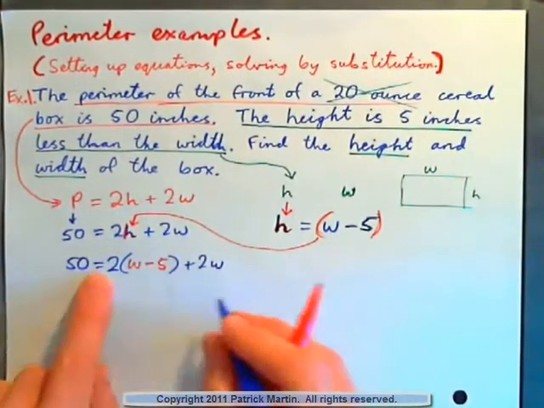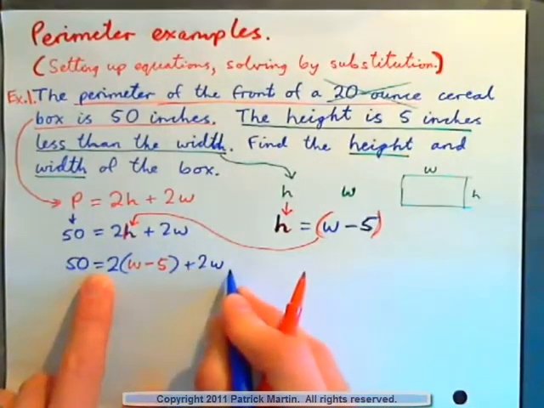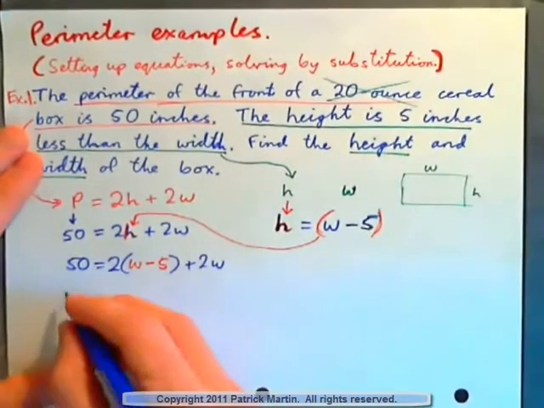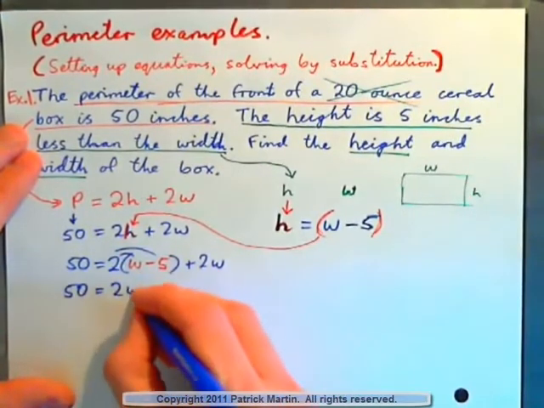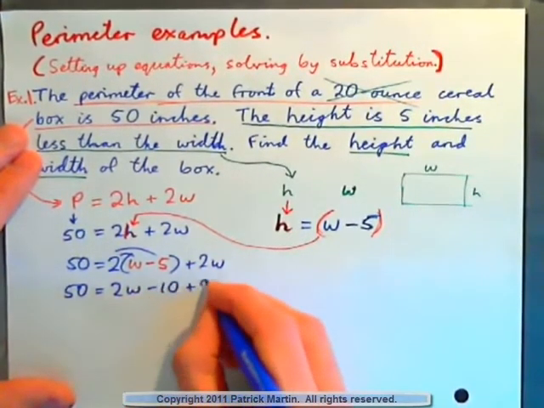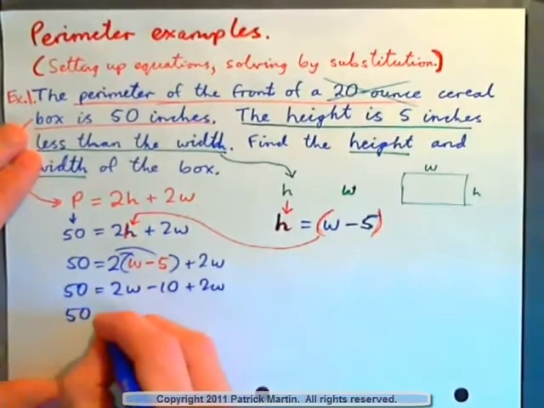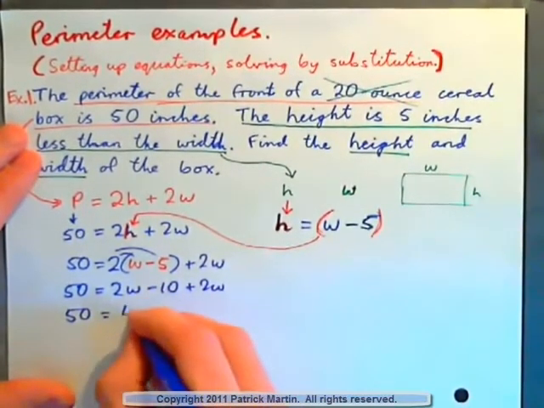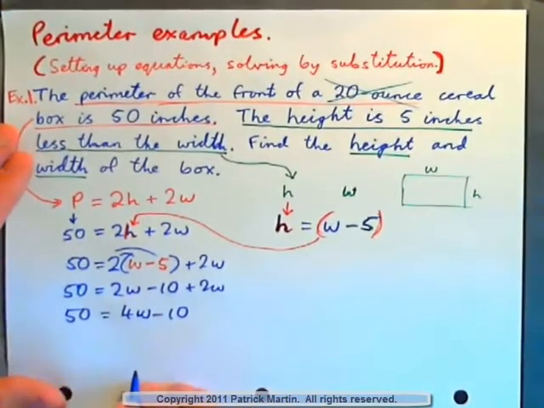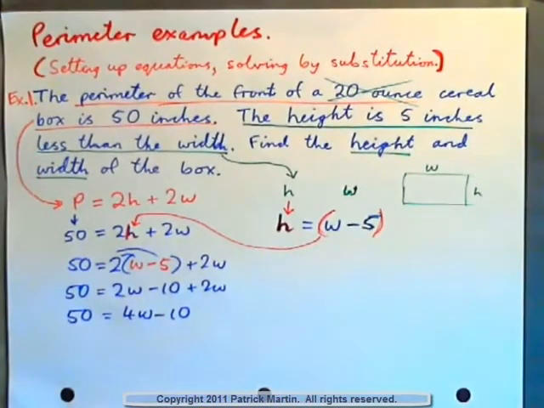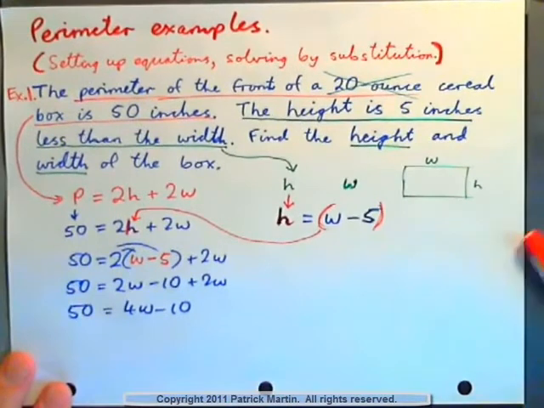So here's an equation, and in this equation we just have w in it. So we can solve that. Distributive property, 2w minus 10. Add like terms. 2w and 2w makes 4w. And then solve the equation. So press pause and do this yourself. Do the equation yourself. Okay, I'll do it now.